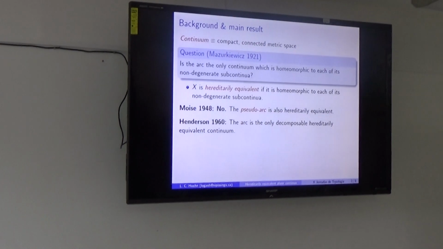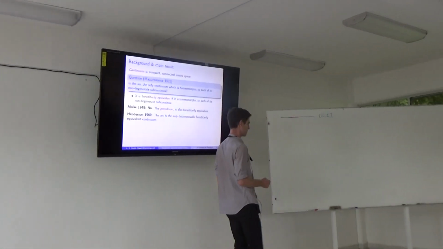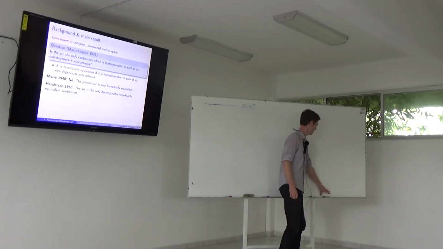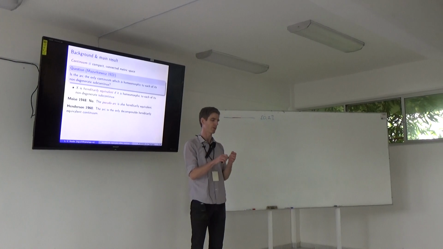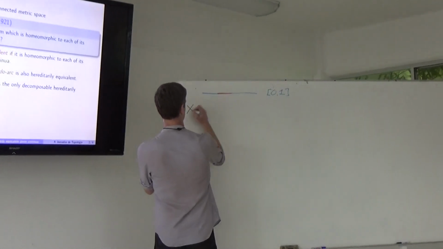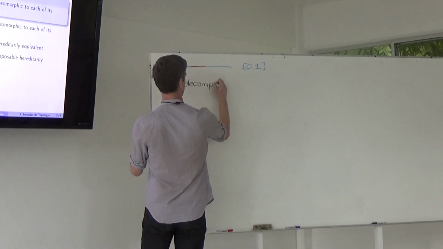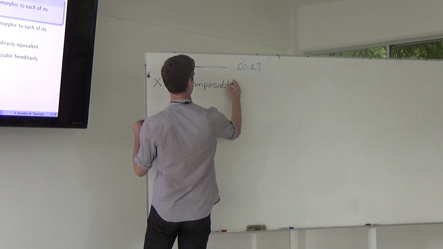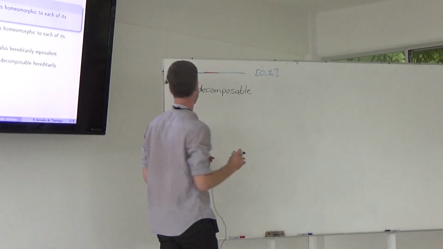There are two other results that I want to mention about hereditarily equivalent continua. The first one here is due to Henderson, who proved that the arc is the only decomposable hereditarily equivalent continuum. Decomposable, let me give you the definition, just means a continuum is decomposable if it can be expressed as the union of two of its proper subcontinua.